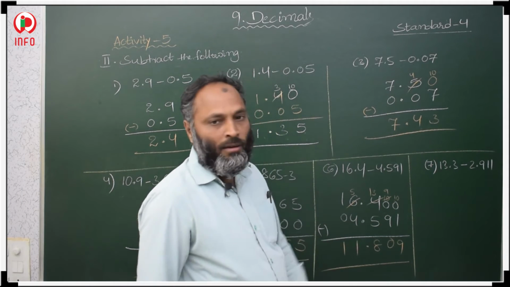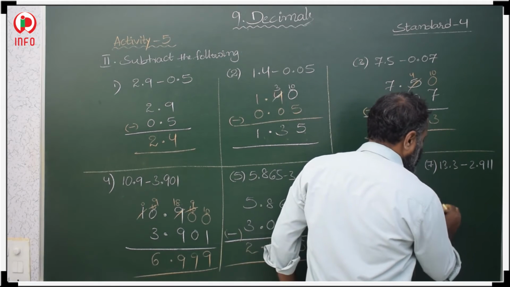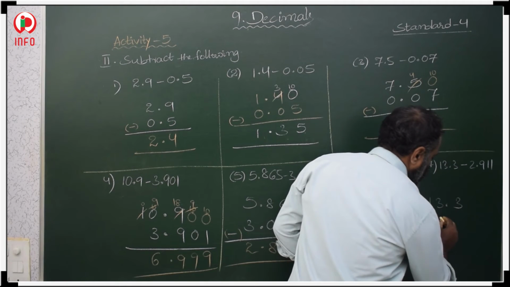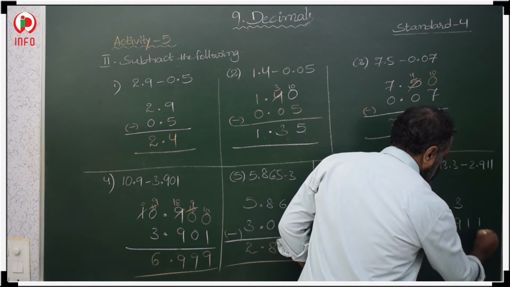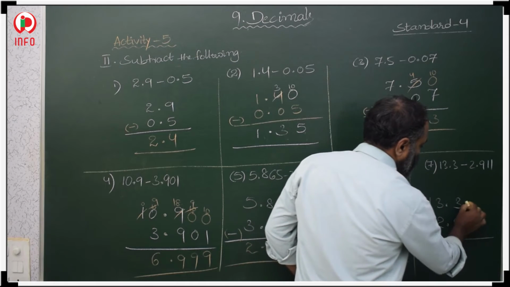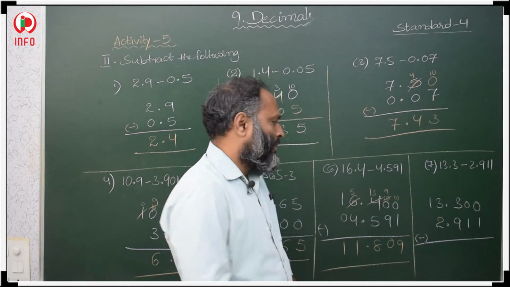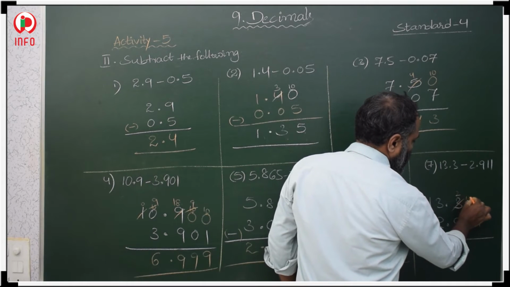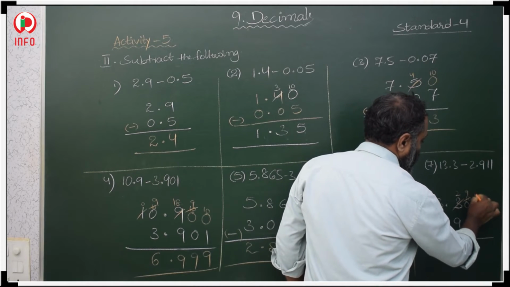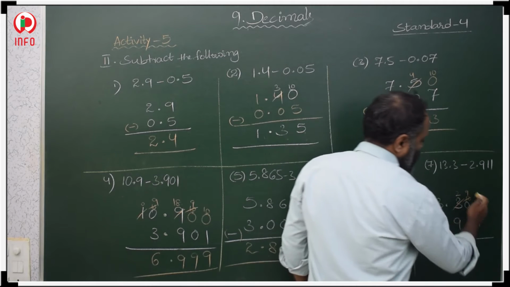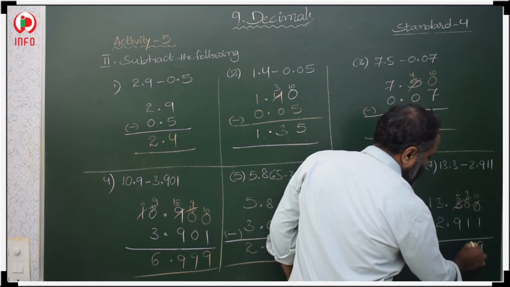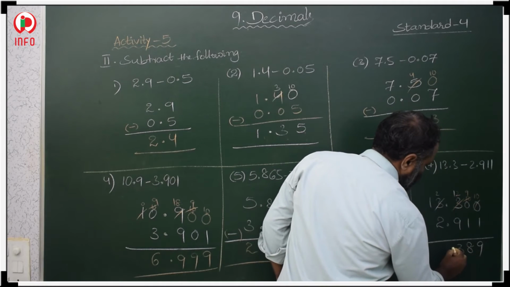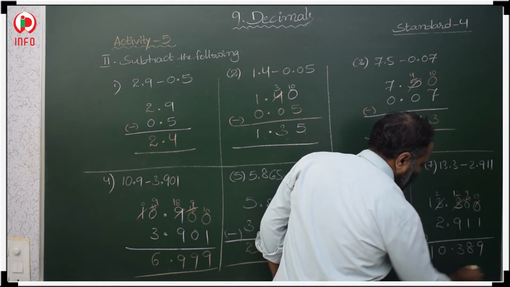11.809. Then here 13.3. Then after that 2.911. Here minus, add up two zeros. So now you take borrow from here. Here you will get 2, here 10. Again from here 9 and here you will get 10. 10 minus 1 is 9. 9 minus 1 is 8. Here you will get 2, here 12. 12 minus 9 is 3. 2 minus 2 is 0 and 1.